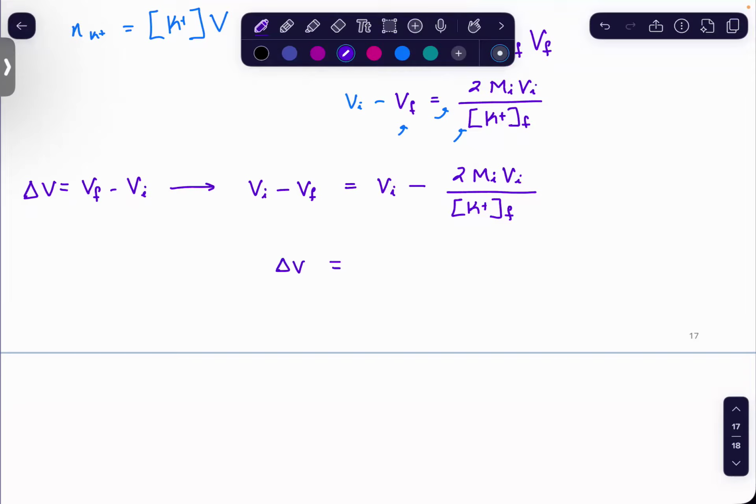And what I'm going to do is pull. Now, if you were doing this in an assignment and you stopped here, that'd be fine. If you stopped with this expression, I would take that. But you can simplify this. If I pull out V initial, I get 1 minus 2 times the initial concentration over the final concentration of potassium ions. So now we've actually derived a formula that will solve this system.